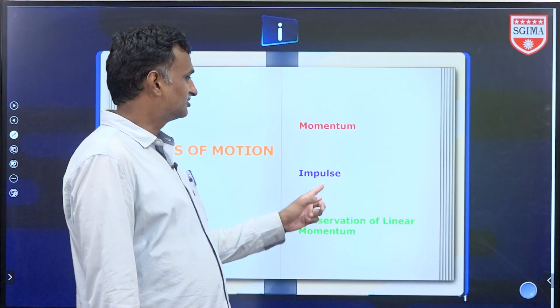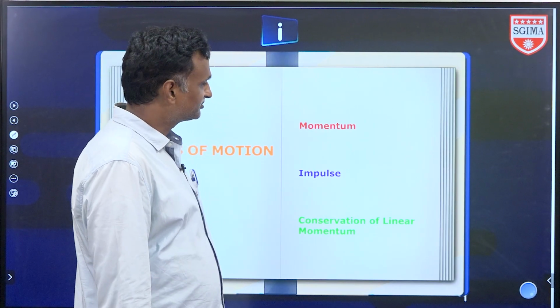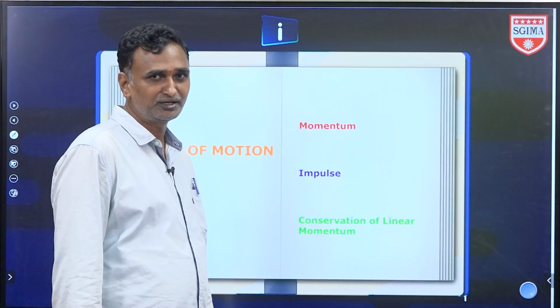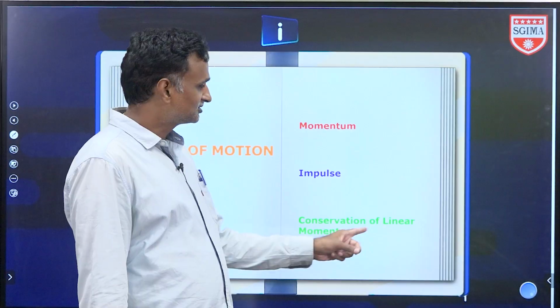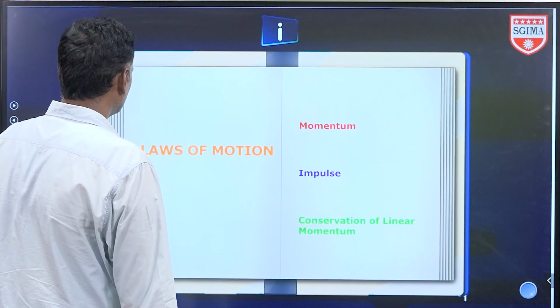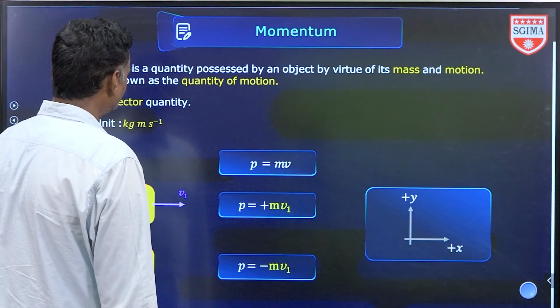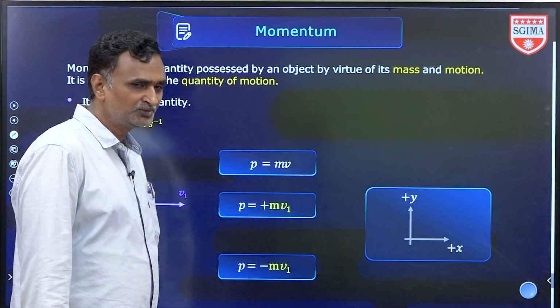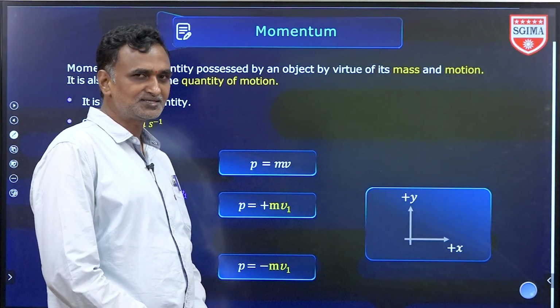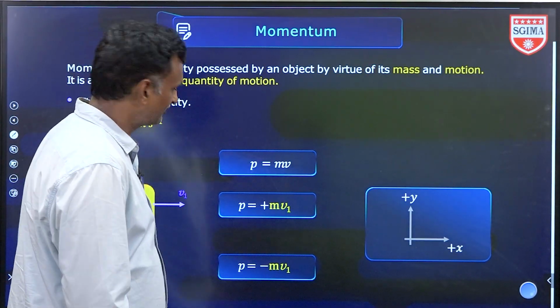Next, after that, impulse. What is impulse called, what is the definition, and what are the numericals based on it, we will look at. And the last one, conservation of linear momentum. So let us start the discussion about momentum first. Momentum is generally called the product of mass into velocity, the basic definition.